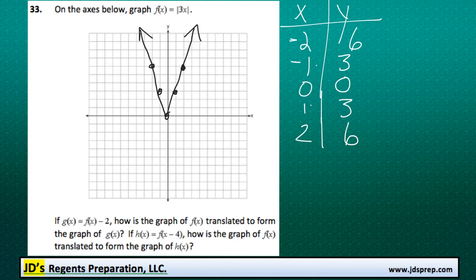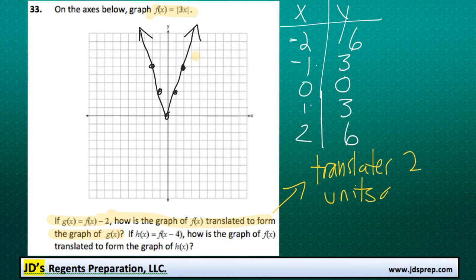Now, for the next question, it's asking if g of x equals f of x minus 2. So if we took this function and subtracted 2 from it, how is that graph translated to form the graph of g of x? Now what's going to happen in that situation is that it translates 2 units down. And that's because we're taking every output that we figured out from f of x and subtracting 2 from it. So 6 would become 4, 3 would become 1, and so on. So it's moving 2 units down.